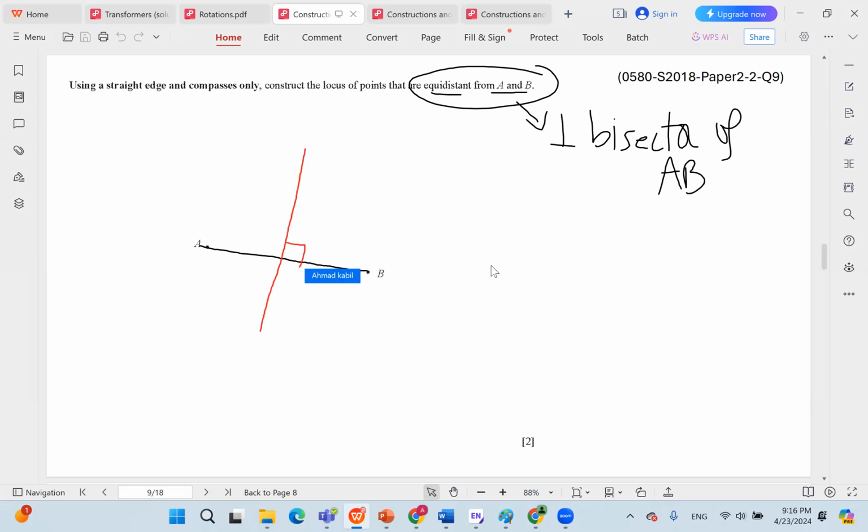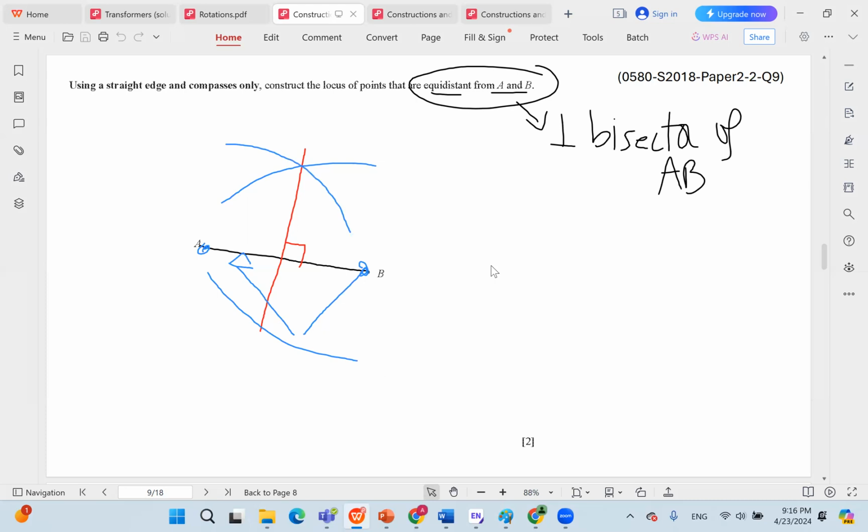In order to reach this product, this red line, first we get the compass, we put the iron part at B, and we put the pencil beyond half of AB, so the width of the compass must be greater than half of AB, and we draw an arc above and an arc below. And then without changing the width of the compass, we now put the iron part at A, and again, we draw an arc above and an arc below.